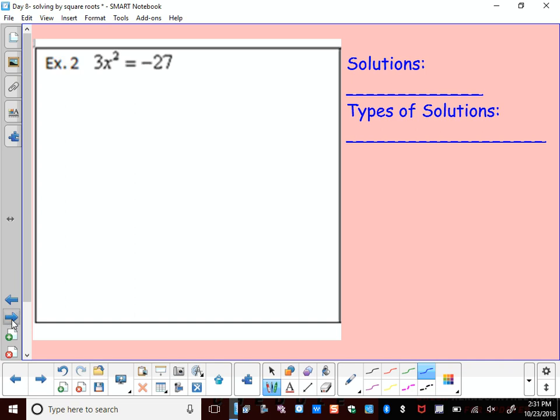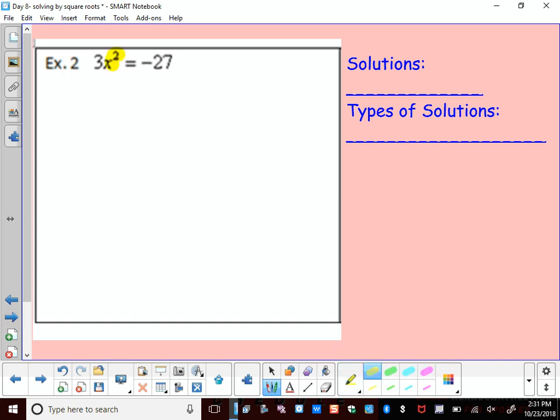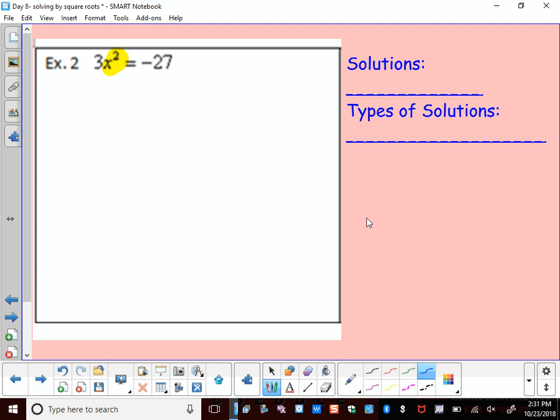The first problem, which is labeled example 2, we have 3x squared equals negative 27. I want this x squared by itself. If I want x squared by itself, what needs to go? How do I get rid of that 3? Divide both sides by 3. Once that happens, my 3's cancel out, and I have x squared is equal to what? It's negative 27 divided by 3. Negative 9.